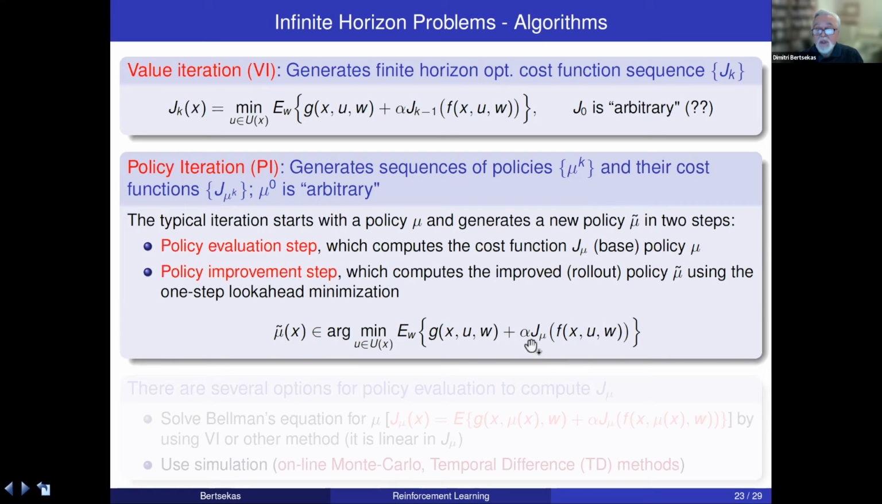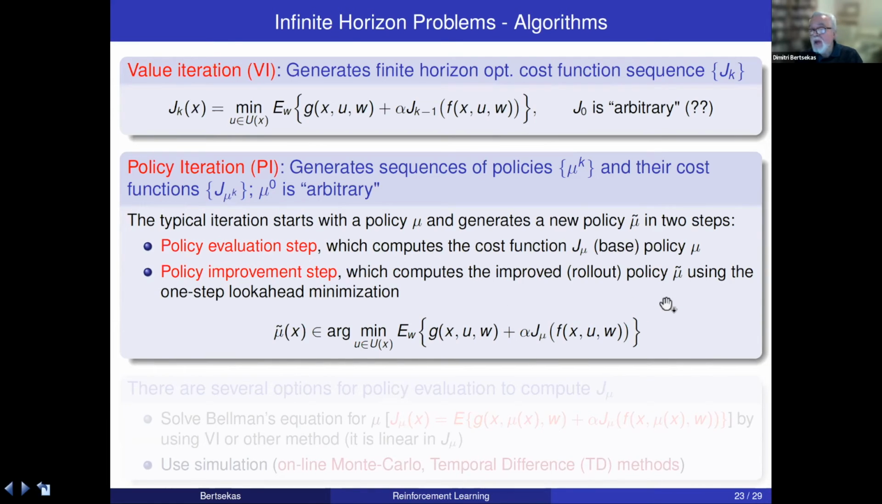So from mu 0, I get mu 1. From mu 1, I get mu 2, and so on. I generate a sequence of policies and a corresponding sequence of cost functions. The result basically is that this sequence of policies converges to an optimal policy, and that J mu converges to J star. Now, this algorithm is more sophisticated and more time consuming per iteration than this one, but it converges much faster, it turns out, and we're going to see why.